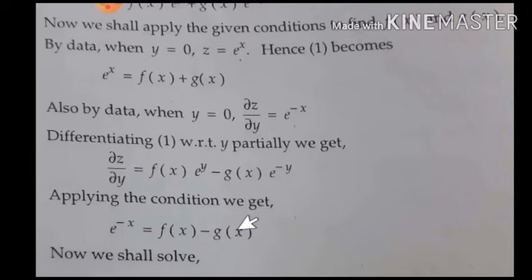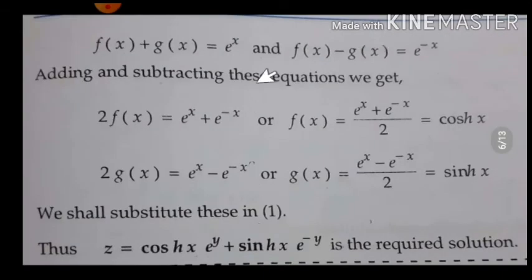Added these two equations. While adding, g of x gets cancelled. You will get 2 times f of x. So the answer will be e to the power of x plus e to the power of minus x on the left hand side. Similarly, subtract these two equations. In that case, f of x will get cancelled. 2 times g of x you are going to get. So that condition is written next.